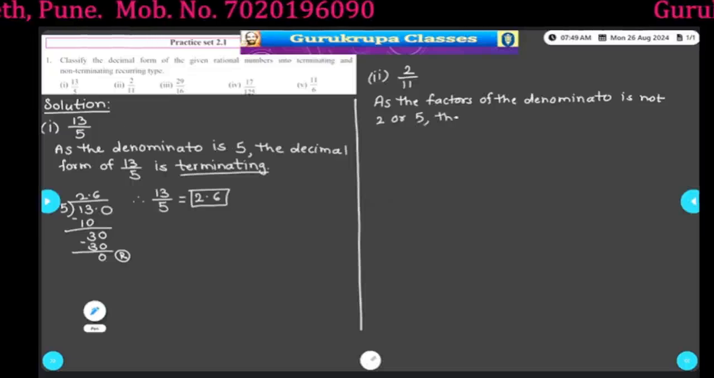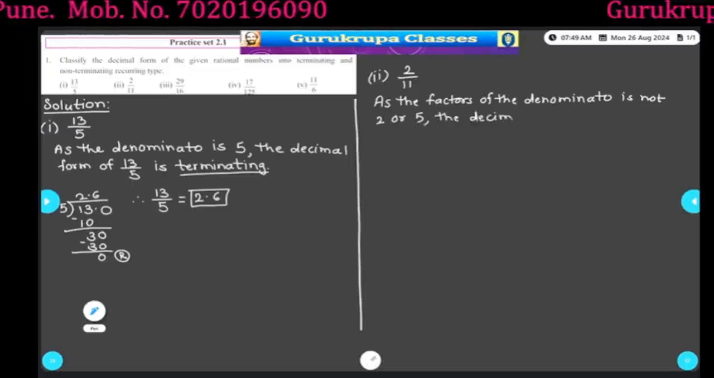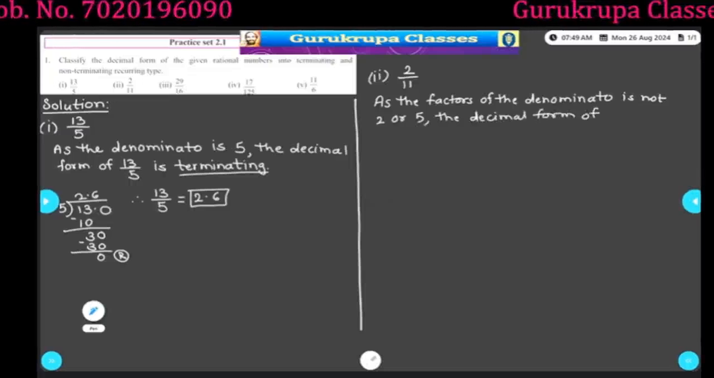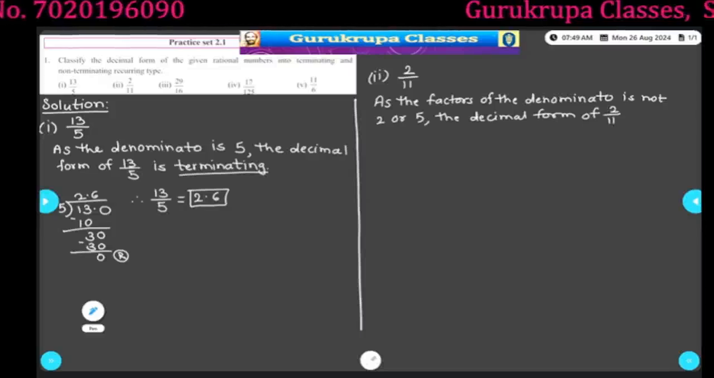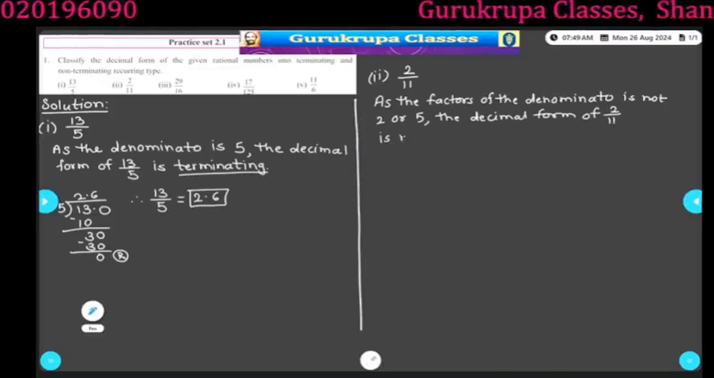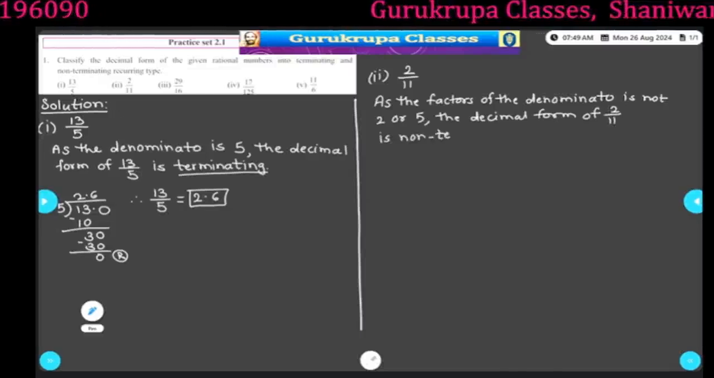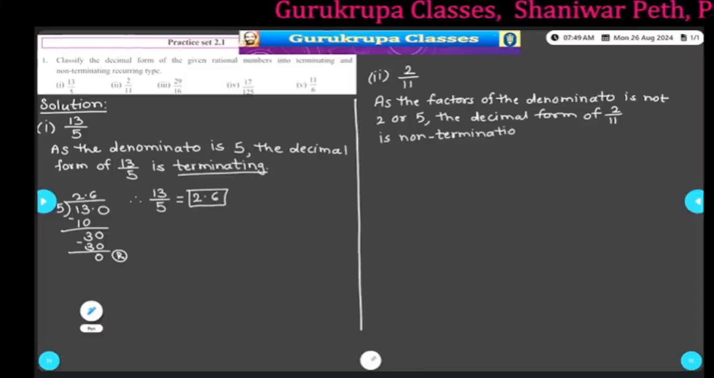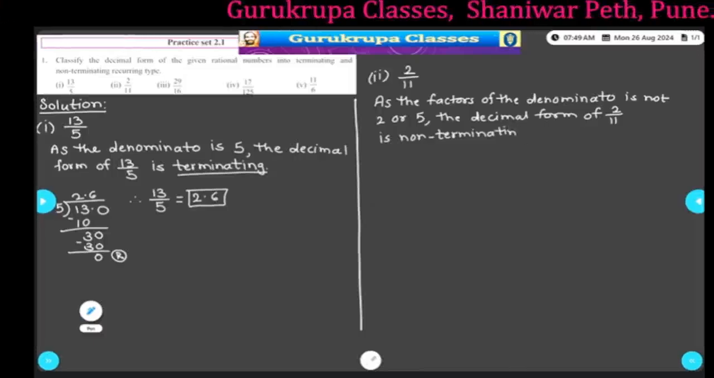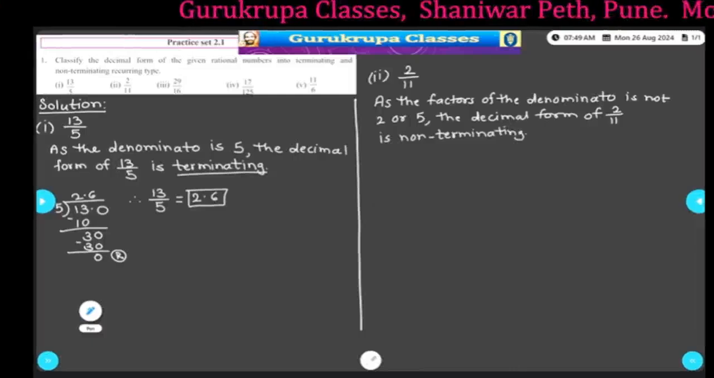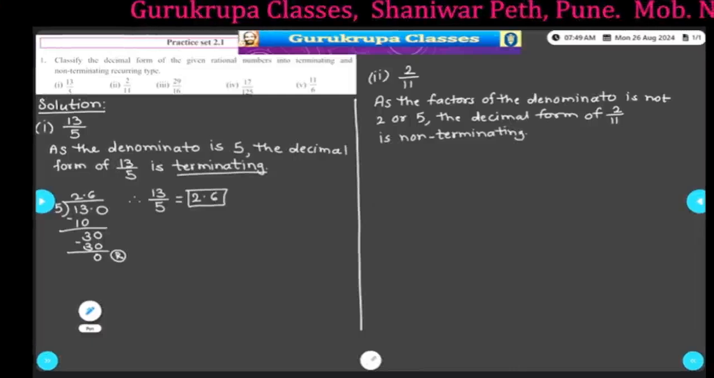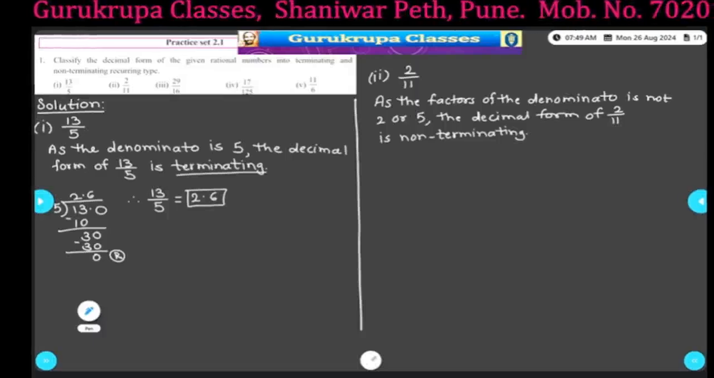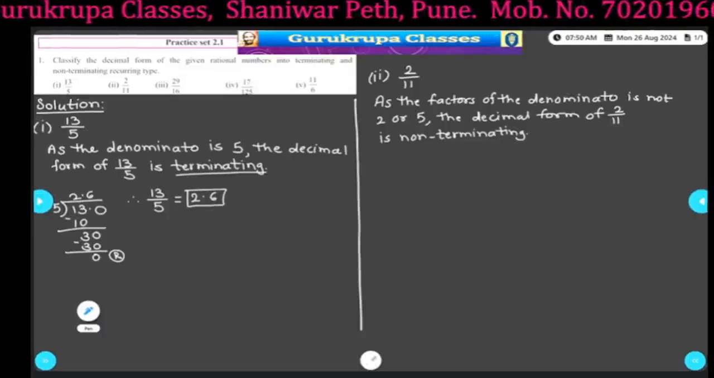The decimal form, if we make the decimal form of 2 upon 11 is non-terminating. So we can continue the division and we find that the decimal form of the given rational number, that is 2 upon 11, is non-terminating. And whether it is recurring, we find out that. For that we should do that.